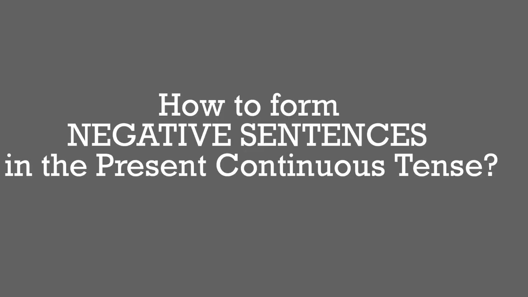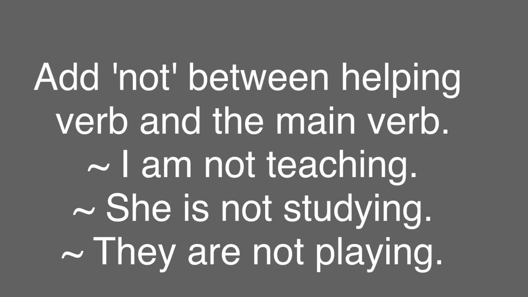Well, how to form negative sentences in the present continuous tense? Well, that's easy. We simply add not between the helping verb and the main verb. Let's check out some examples. I am not teaching. Am is the helping verb and teaching is the main verb. She is not studying. They are not playing, etc.